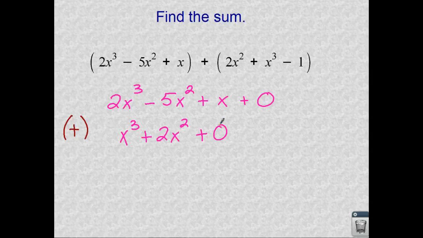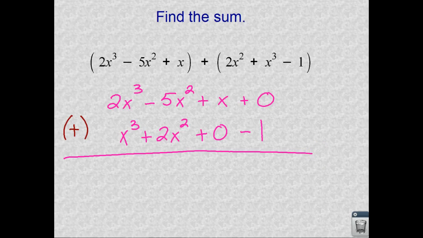And then do I have a constant or an x to the 0 power, in other words? And I do have one in this case. So I have a negative 1. All right, what are we doing to this line? We are adding them.